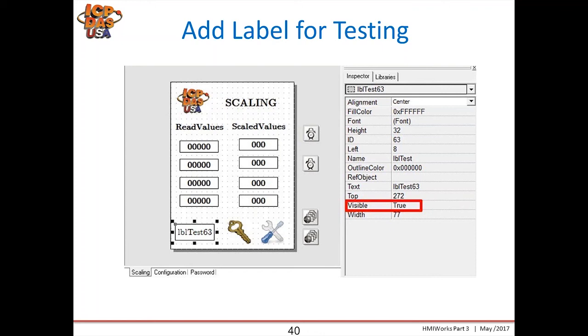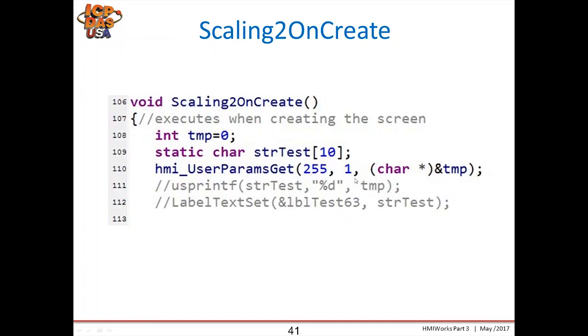HMI Works provides functions to read and write the memory. We'll use a label to check the value that is being read for the first time from the memory. The label is set to visible, and afterward we can set the property to false to hide the label, so that we don't need to delete it from the screen, and it can be used for other tests if needed.